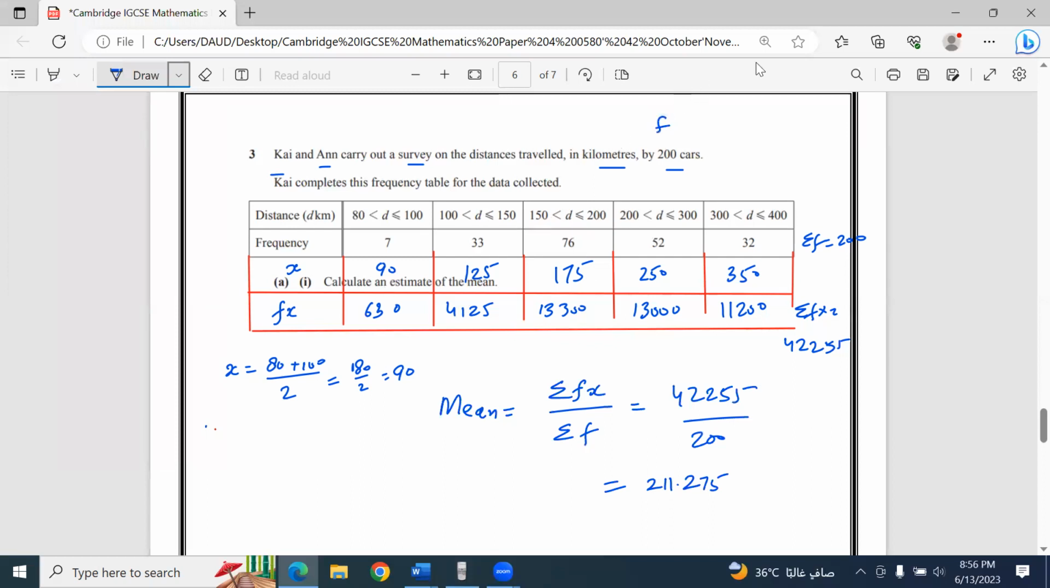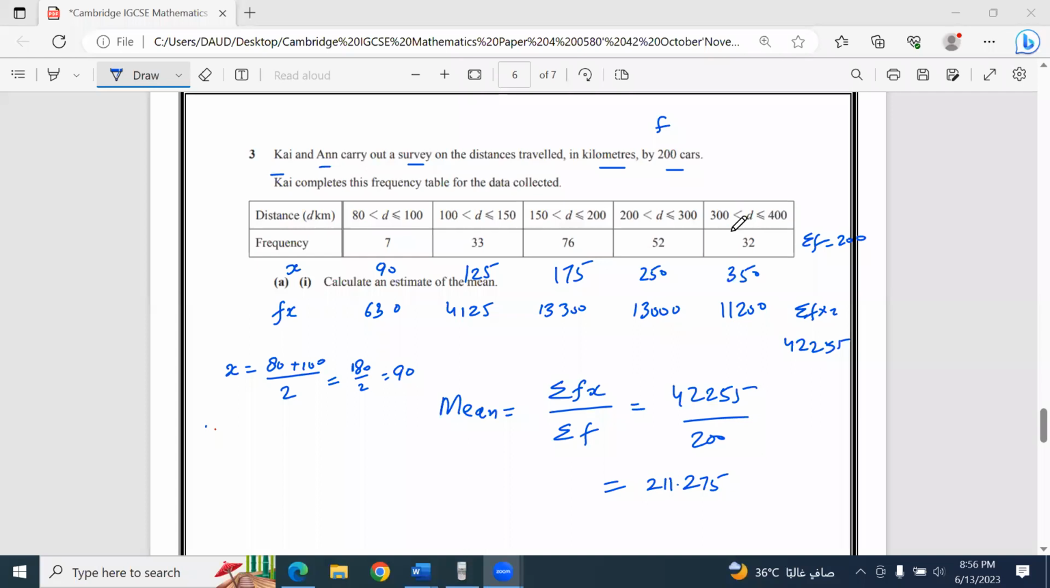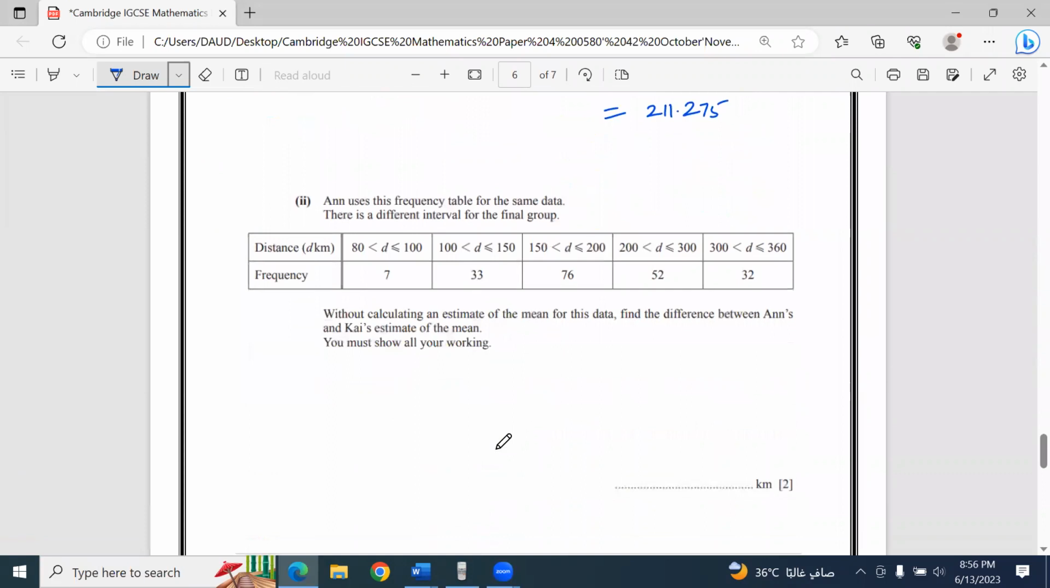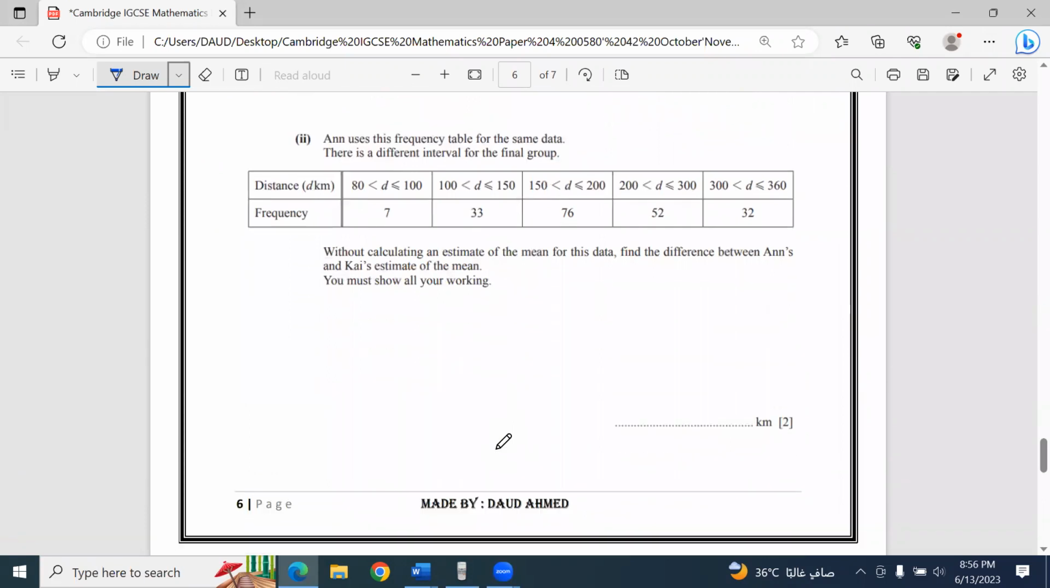I don't want this line, so we can remove it, clear my drawing. Next, N uses this frequency table for the same data. So no need to find all those things again. Without calculating an estimate of the mean for this data, find the difference between N's and Chi's estimate of the mean. You must show all your working.